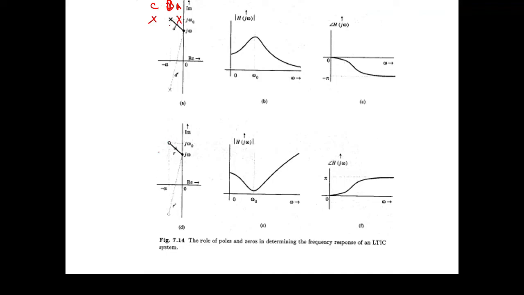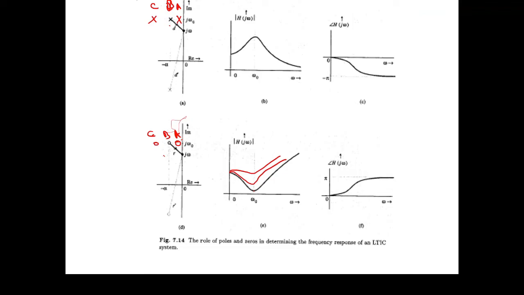Whereas if you place a zero at A, B and C locations, what will happen? At A we will have the maximum suppression, B will have something like this, and C will have something like this. So the nearer the pole or the zero is towards the frequency axis, the higher will be their activity.